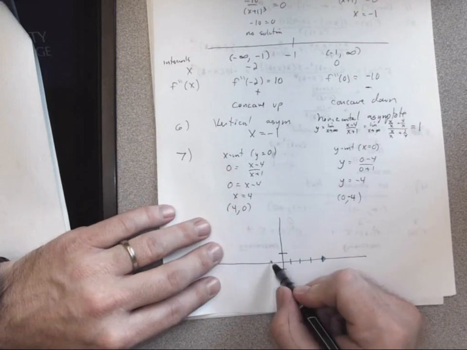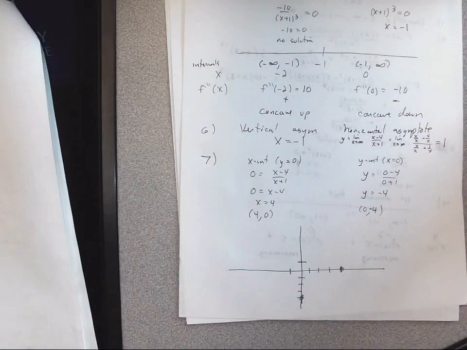So we have a vertical asymptote at negative 1, a horizontal asymptote at positive 1.